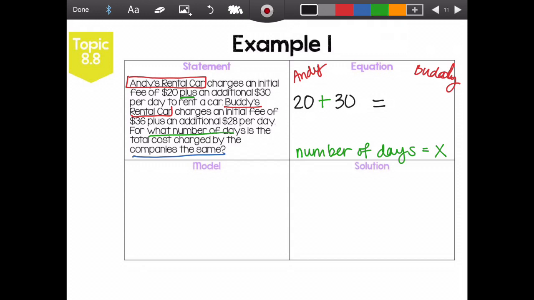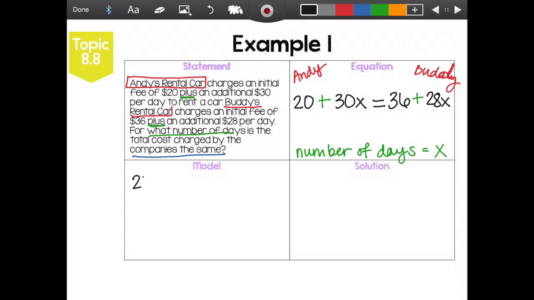Now again, we said our variable is the number of days. So we don't know the number of days. We just know it's going to be per day. So our variable is on the 30. Okay, switching over to the right side, let's talk about Buddy. Buddy's rental car charges an initial fee of $36. So no matter what, you're going to get charged $36 plus an additional fee of $28 per day. And so again, our variable is number of days, so our variable falls on the 28. So 28x.